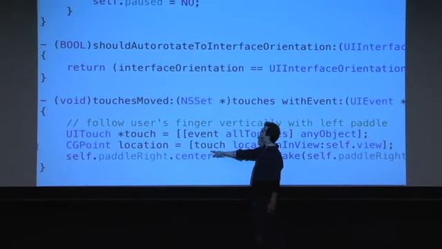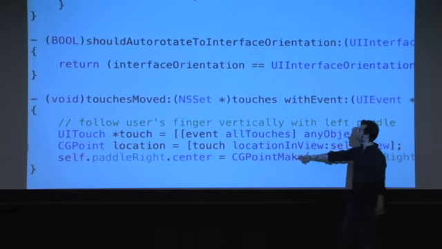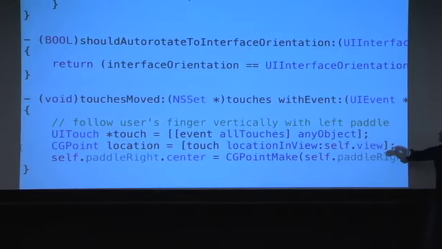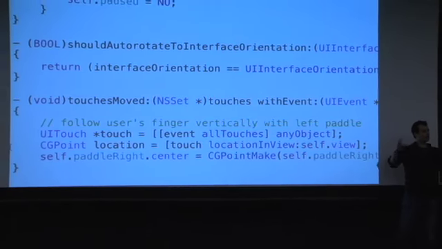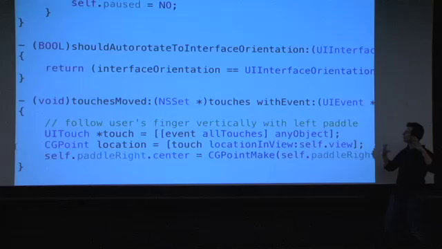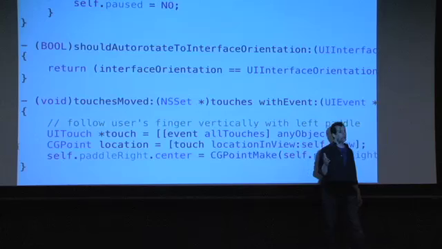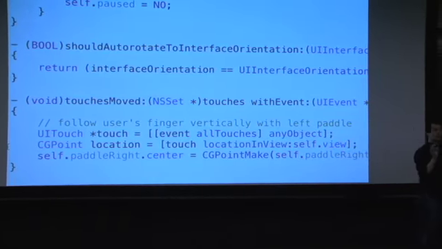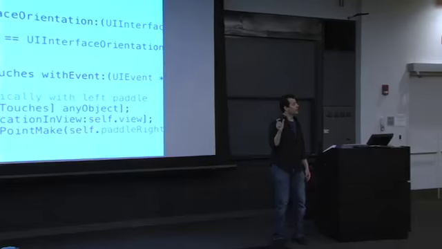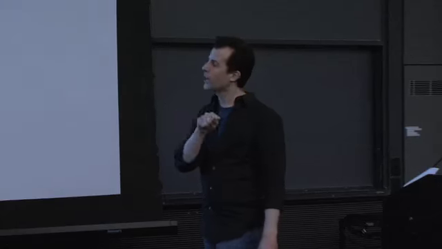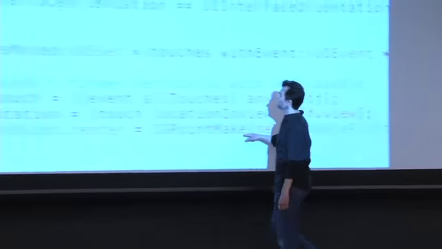I'm calling it location. And I'm asking the particular touch I chose, what is your location in view? So with respect to the 320 by 480 screen here, what is your pixel coordinates, x comma y? Because now all I want to extract is the y component. So wherever the finger is, I want the paddle to line up. I don't care where x, y horizontally the finger is.